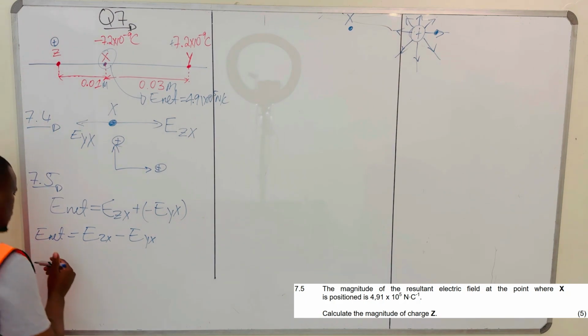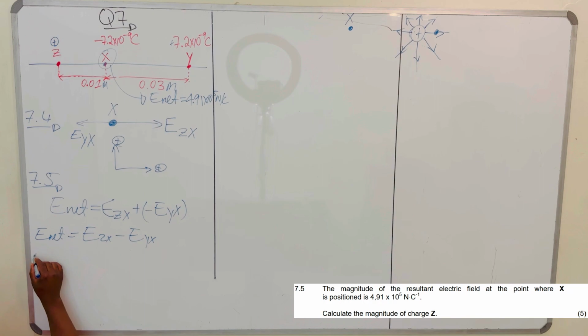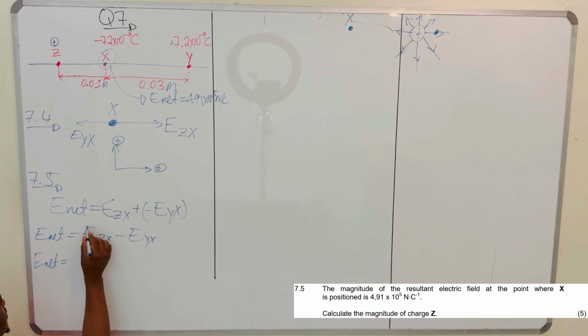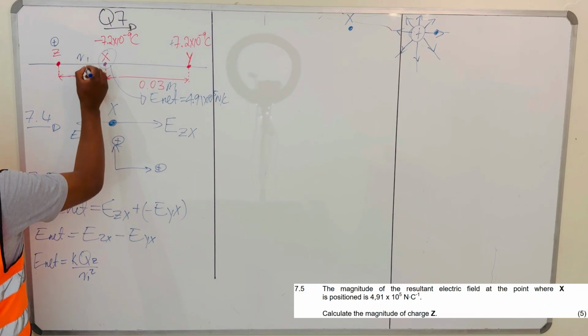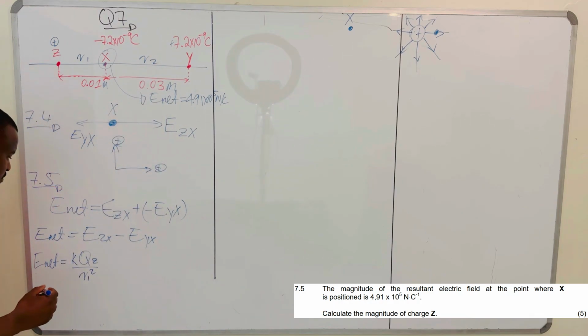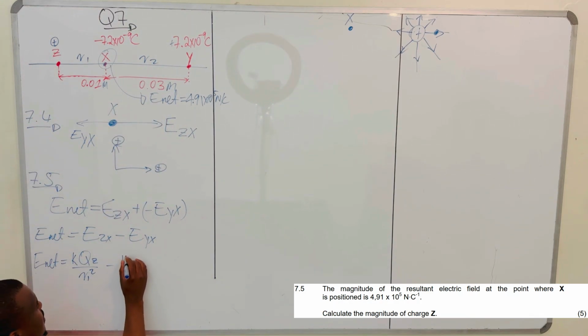So we know that E net is equal to this, which is K Q_Z, the charge Z, all over R1 squared. So this is R1 here. Let's say this is R2, minus K Q_X all over R2 squared. It's R2. No problem.